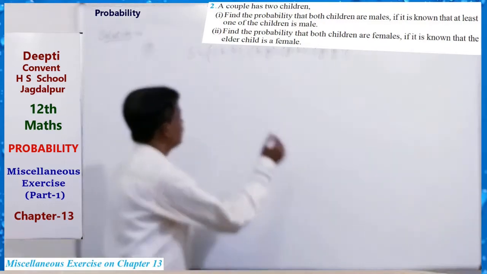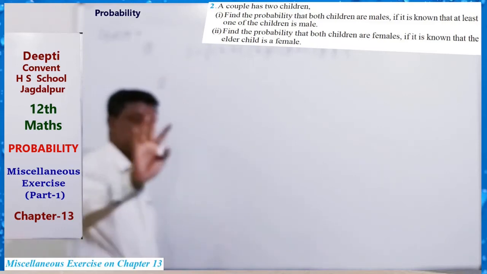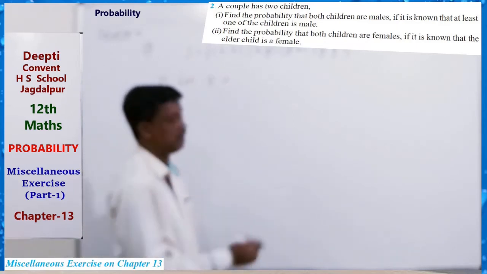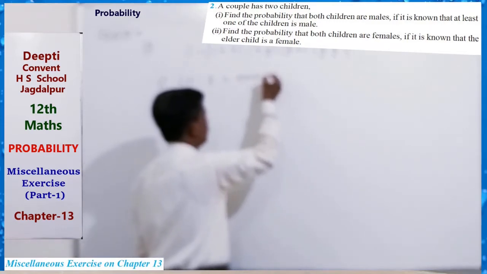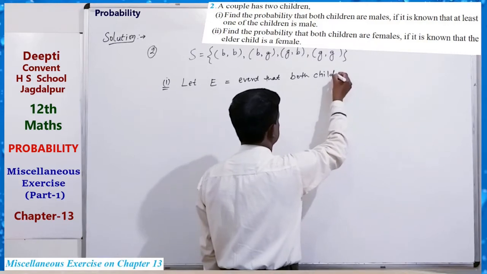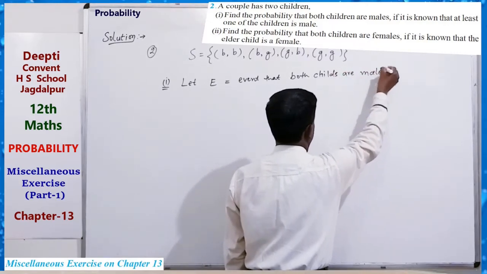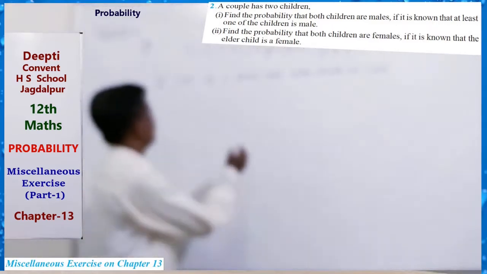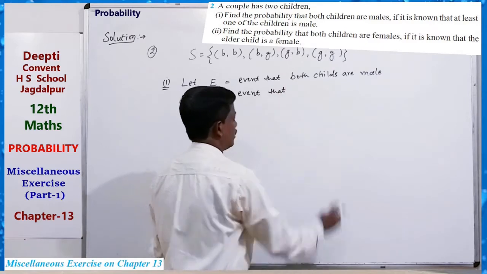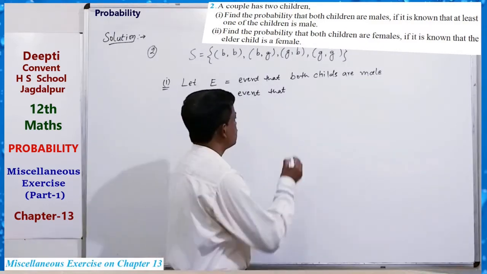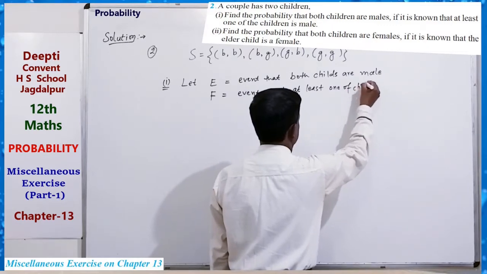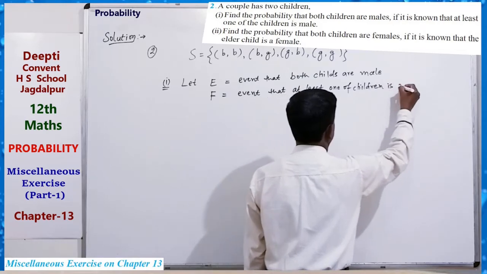So what? Let, in the first case, because there are two events, E be the event that both are male, and F the event that at least one of the children is male.